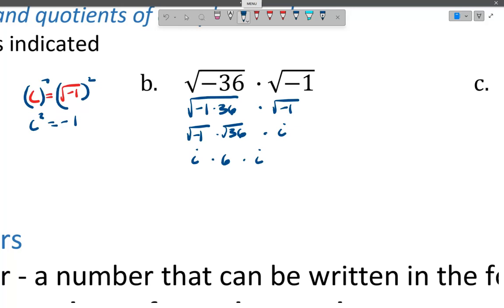Multiplication's commutative. I can multiply in any order. So I can take i times i. Well, that's i squared. Well, I remember that i squared equals negative 1. So I have 6 times negative 1. Well, that just equals negative 6. So there's a lot of steps there.